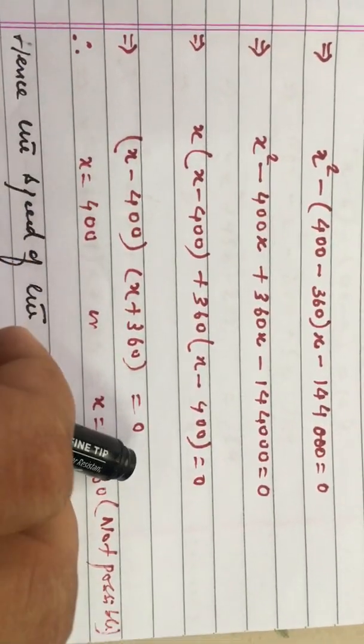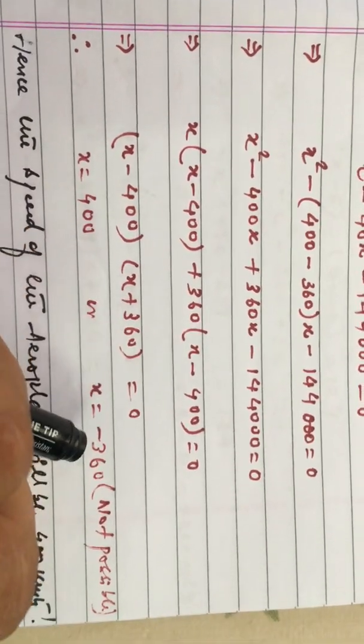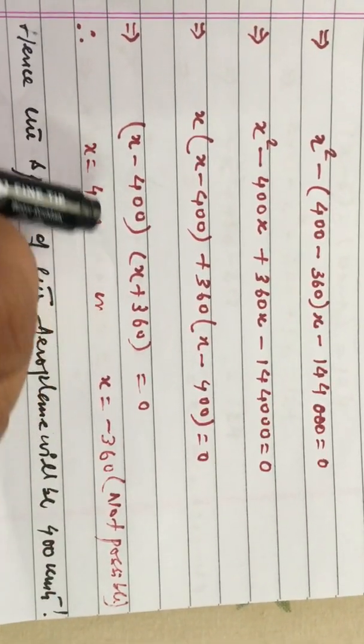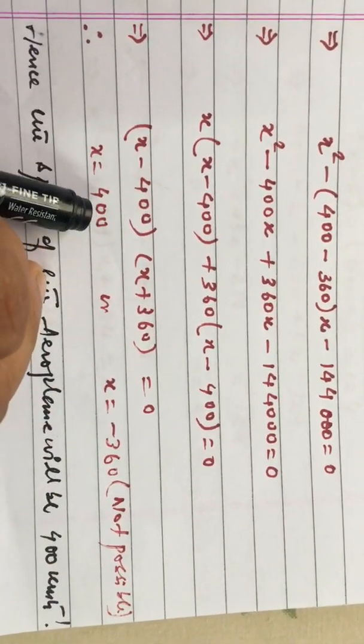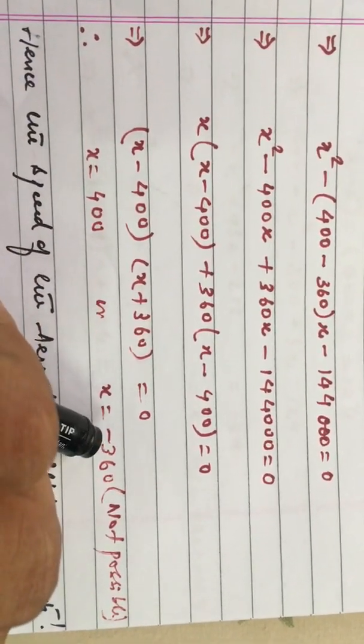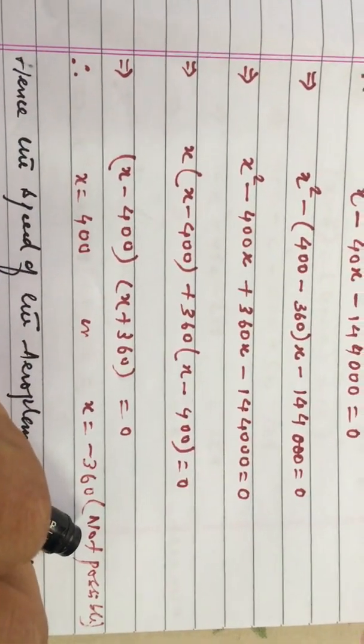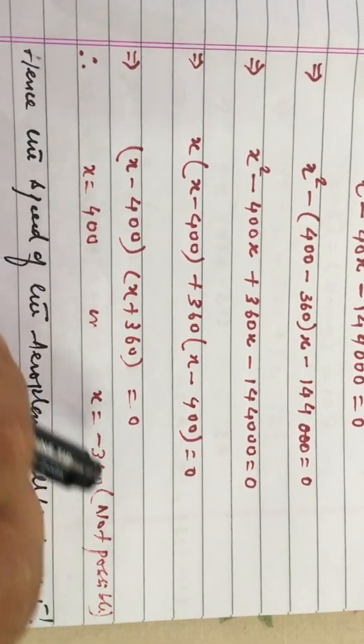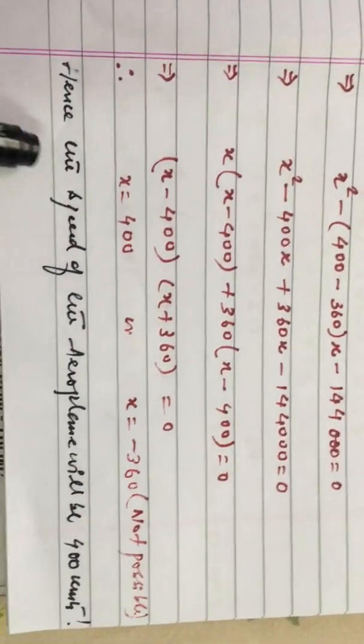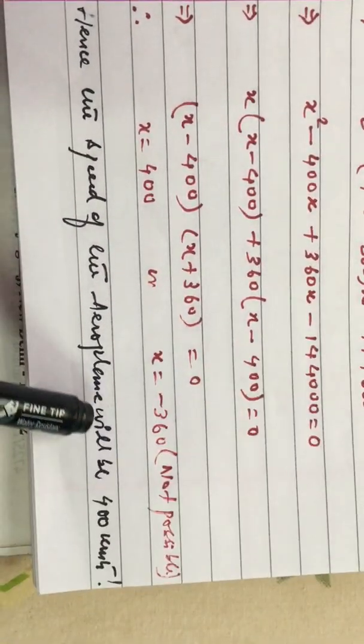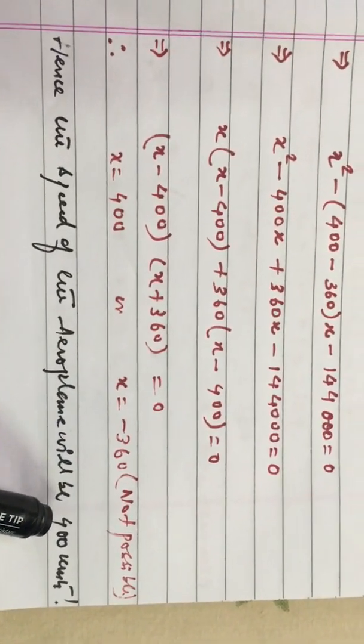First factor equates with 0 and second factor also equates with 0. So the value of x is 400, and in the second, x is equal to minus 360. That is not possible because the speed of an aeroplane cannot be negative. So hence we can say that the speed of the aeroplane will be 400 km per hour.